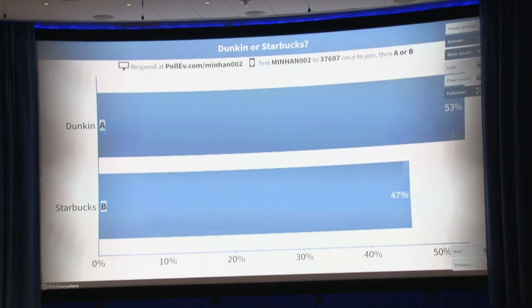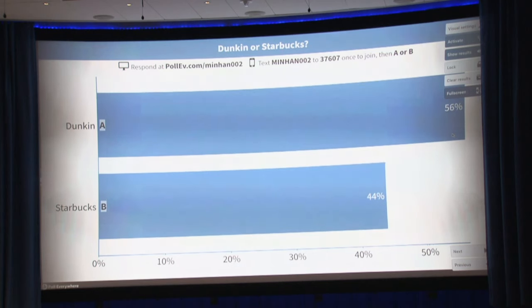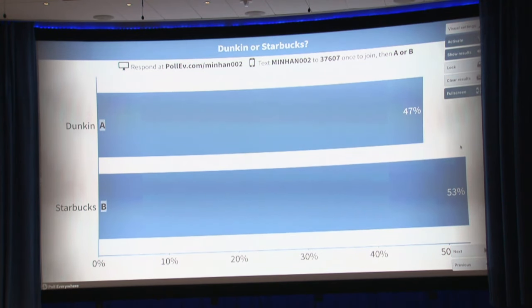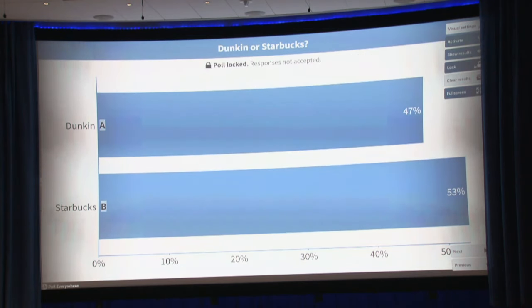So we keep receiving answers, and that's why it keeps changing. You can see that instantly live response. And another way that we can do it, I'm going to lock this question. So we have a preference for Starbucks and deactivate it. And we are going to move on to the next question.